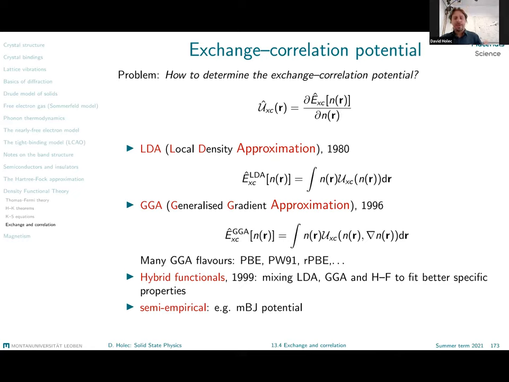So from being desperate of not being able to solve the Schrödinger equation for a many-body system, we got a great hope with the density functional theory, in which we said, well, now it all looks much, much simpler. We are describing just charge distribution.